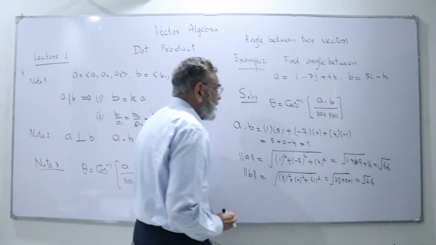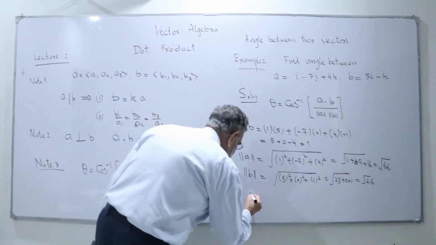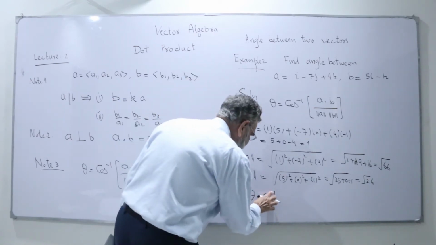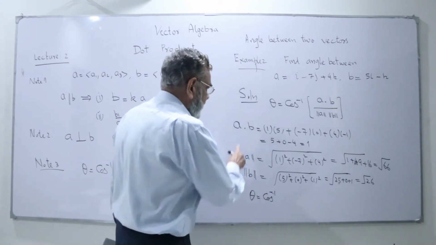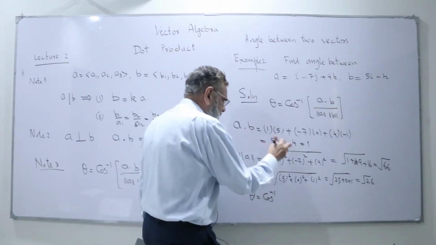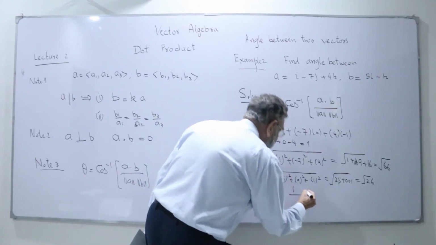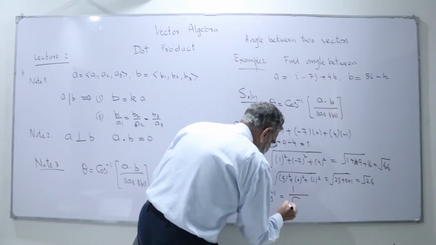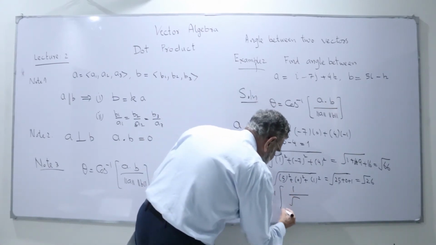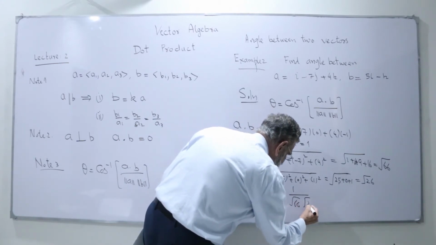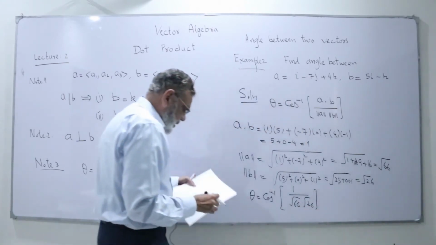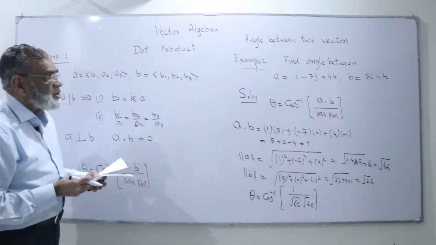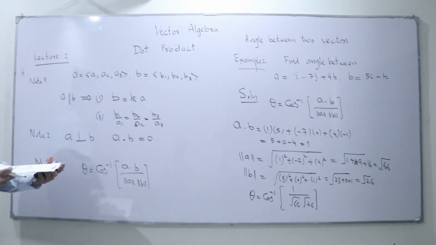So I substitute in my formula: theta is equal to cosine inverse of A dot B, which is 1, over the magnitude of A, root 66, into the magnitude of B, root 26. That's the result for finding theta. So that's the idea of how we can find the angle between two vectors.